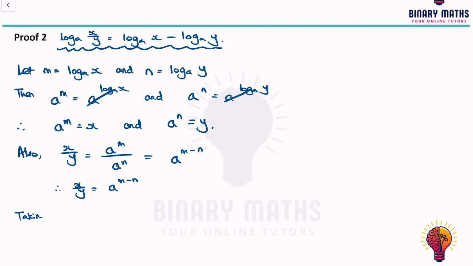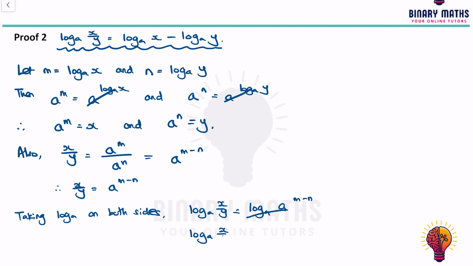Taking log base a on both sides, I get log base a of x over y is equal to log base a of a to the m minus n. They cancel out, which means I get log base a of x over y is equal to m take away n. But m is just log base a x and n is just log base a y. And this is what we wanted to prove at the beginning. So that is the end of the proof.